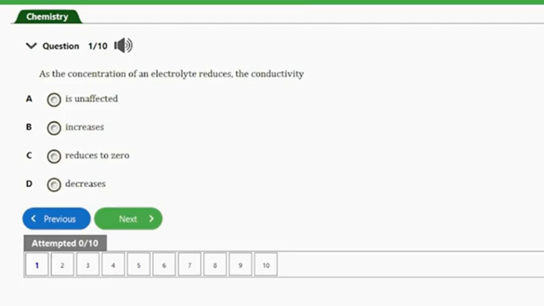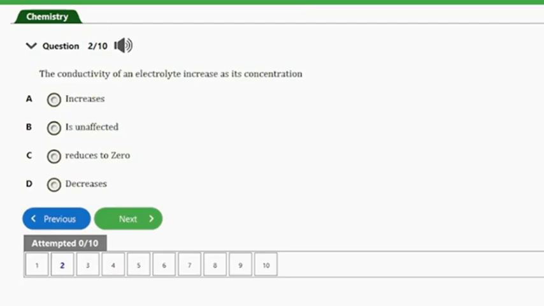It says, as the concentration of an electrolyte reduces, the conductivity A, is unaffected, B, increases, C, reduces to 0, D, decreases. So guys, the answer to this question is option D, and that's decreases. When the concentration of the electrolyte reduces, the conductivity will decrease too. So that's the answer to this question. Let's consider the next question.